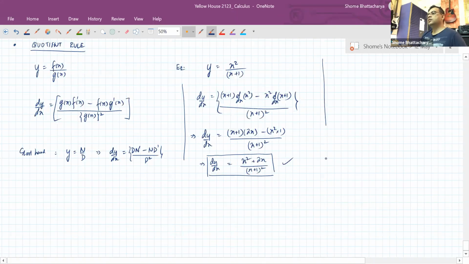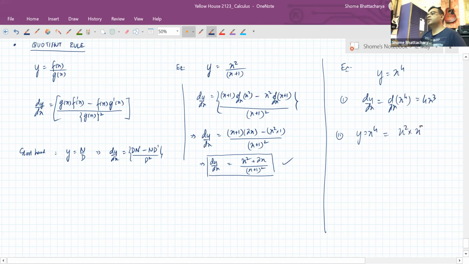Now, of course, you can always try to play around with these type of formulae. So for example, if you want to differentiate y is equal to x to the power 4, one way is that you can directly use the formula. It is 4x cubed. Another way is that you could write this as x square into x square, for example, okay, and use the product rule. So you'll see this is x square into 2x plus, so that will become 4x cubed.